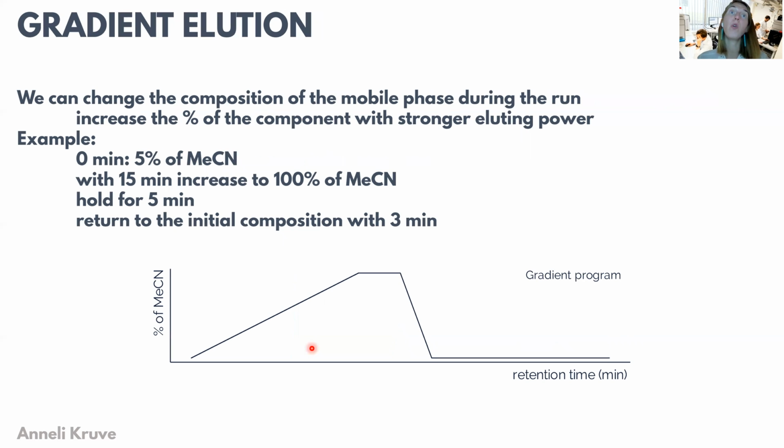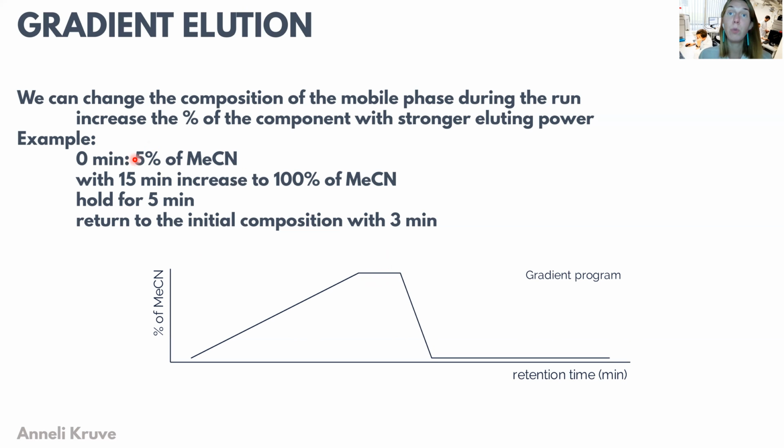And one possibility to overcome these drawbacks, so both to make the analysis faster and to keep the peaks relatively shape independent of being late or early eluting, is to use gradient elution. Gradient elution is a program where we increase the organic modifier percentage with time. So usually we start with a few percent of organic modifier, for example 5%. We increase it to 100 or sometimes 95%, and we hold it for a few minutes and then return it back.